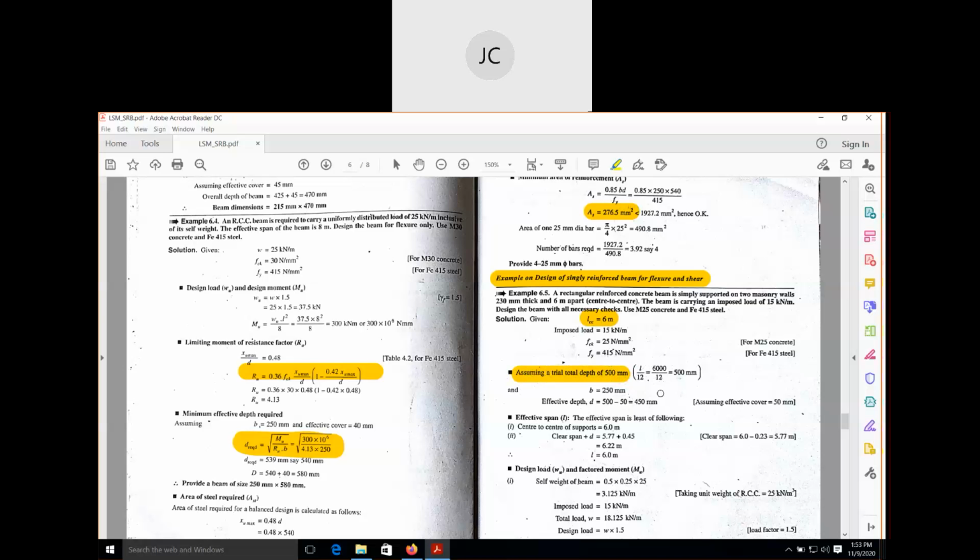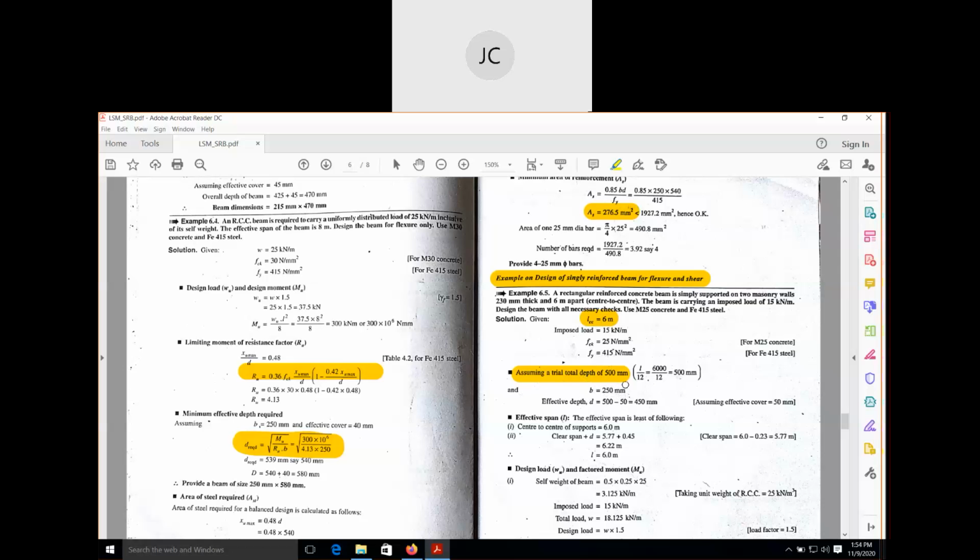So how to assume that? You first have to find out this ratio, center to center distance divided by 12, the L by 12 ratio. You find this value and then accordingly choose the value. The center to center length is given as 6 meter, that means 6000. If you divide the value by 12, you will get 500. So first we will assume the total depth of the beam as 500, and then we will assume the width of the beam is 250 millimeter.